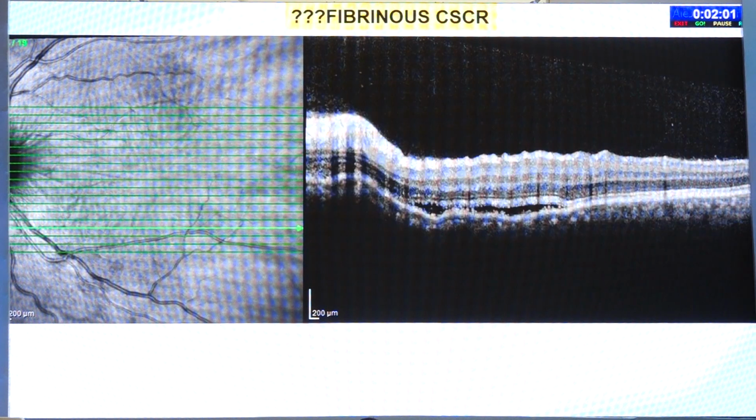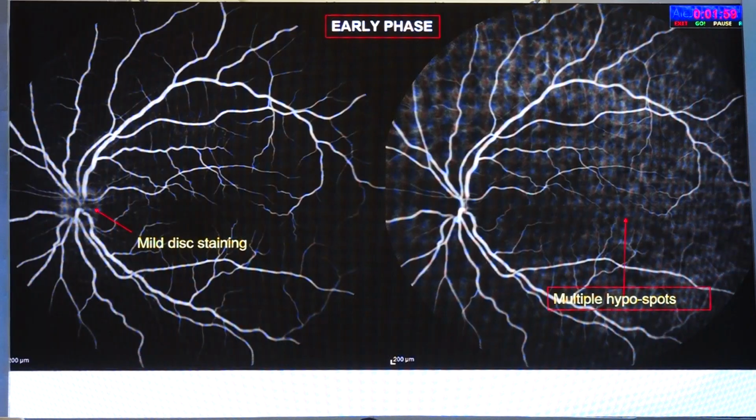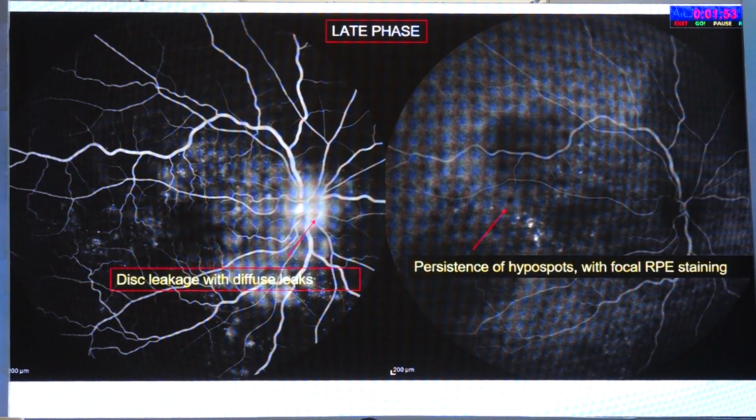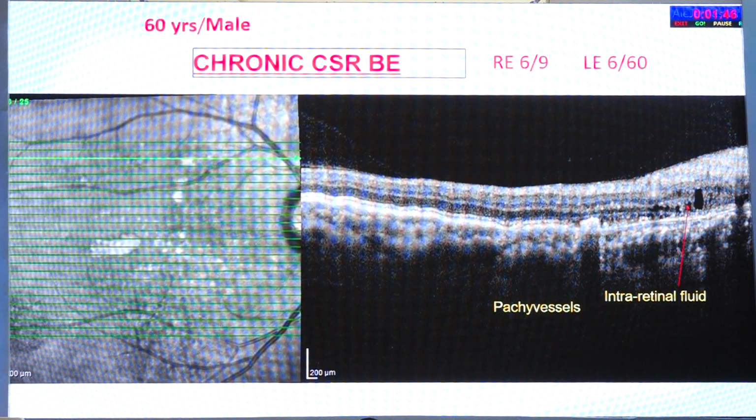the eyes of this patient, choroidal hyperreflective foci. But when you do the FA and ICG, you can see these hypospots and the disc leakage in both the eyes. It is not a fibrinous CSC, this is a variant, this is a mimicker. You have a Harada's variant of VKH choroiditis.